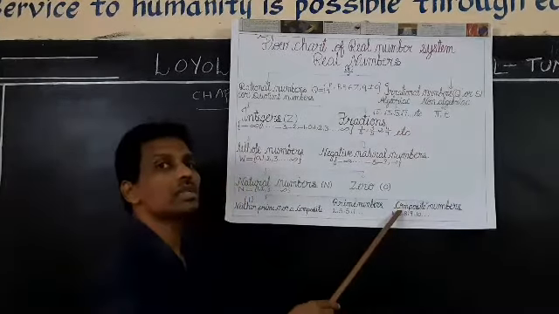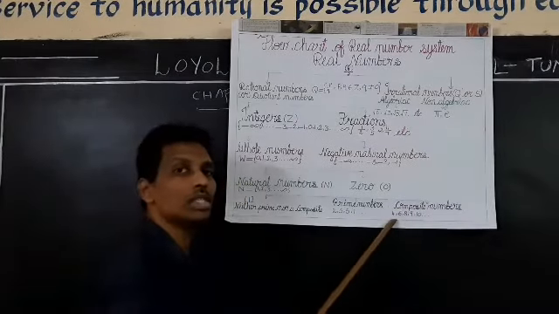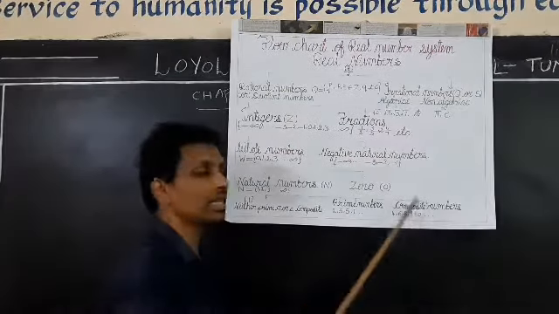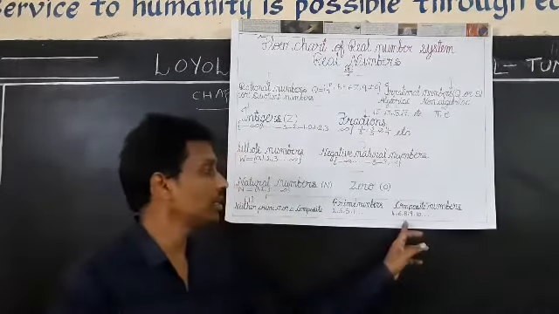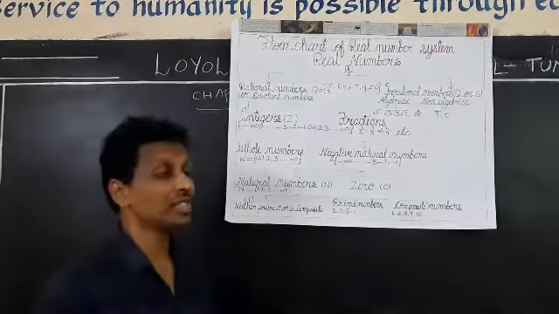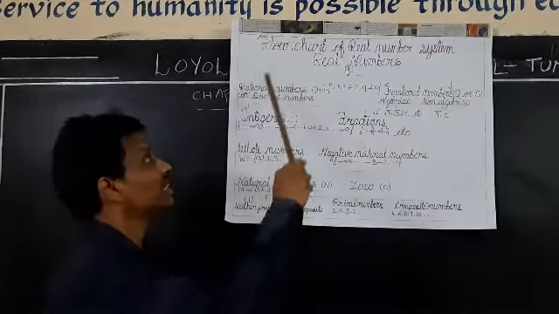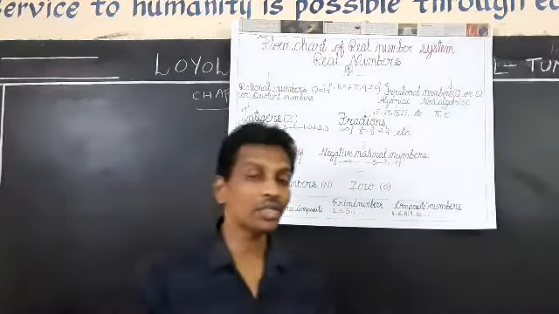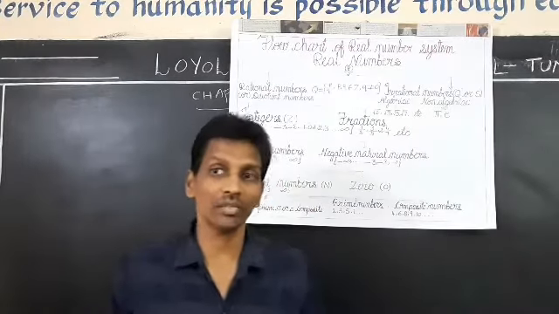And next, composite numbers: 4, 6, 8, 9, 10 and so on. These are the composite numbers. Why? Because they may have more than 2 factors. So after we finish the flow chart of the real number system, I would like to ask a question to any one of you.